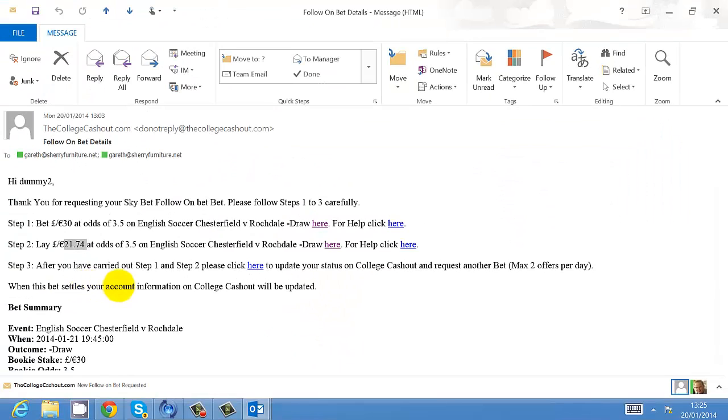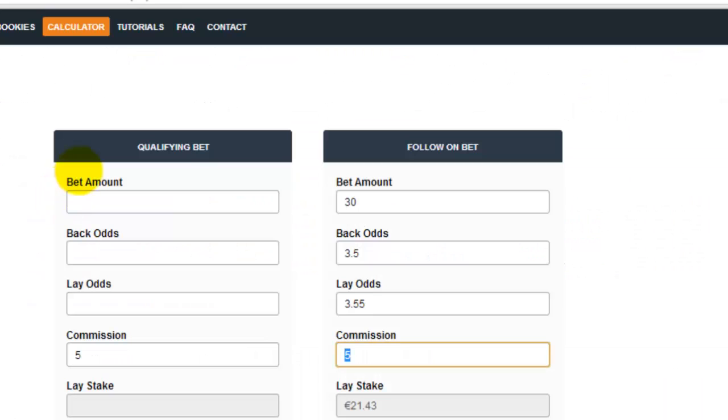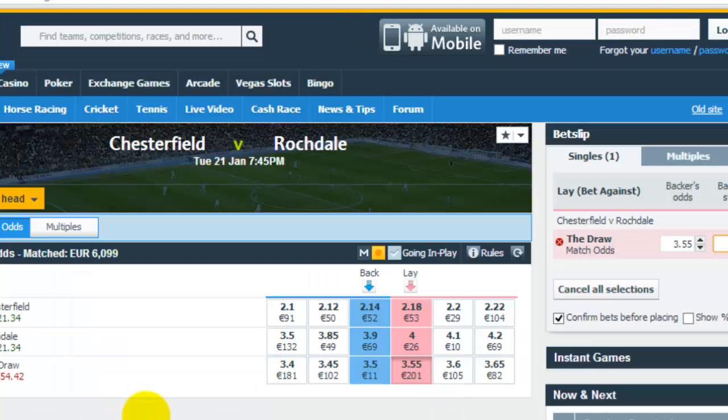Lay €21.74 at odds of 3.5, English Soccer, Chesterfield versus Rochdale. Click here for the hyperlink through to Betfair. Brings us to our bet. Again, we're only interested in the lay column highlighted in pink. The draw, the odds have now changed slightly to 3.55.